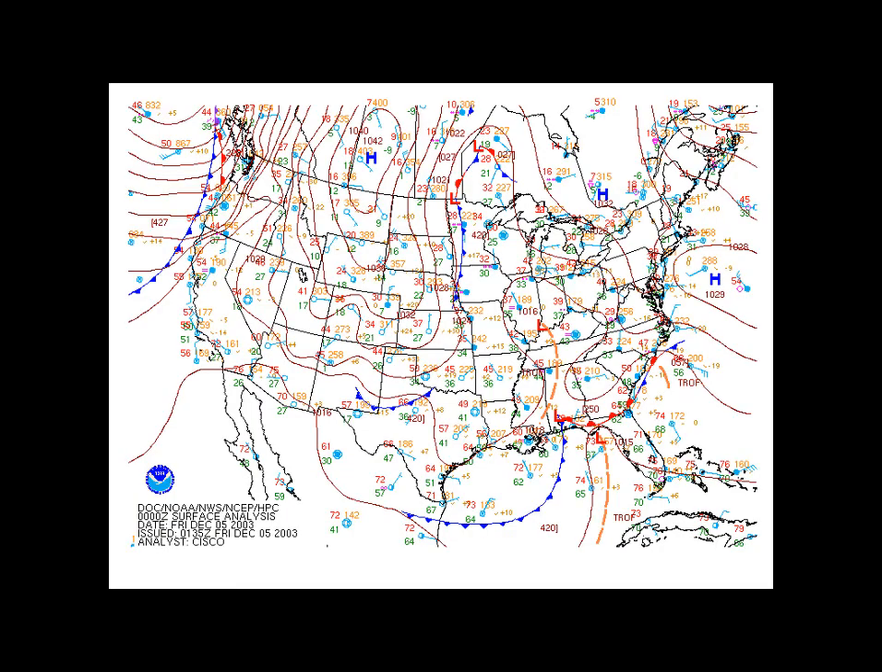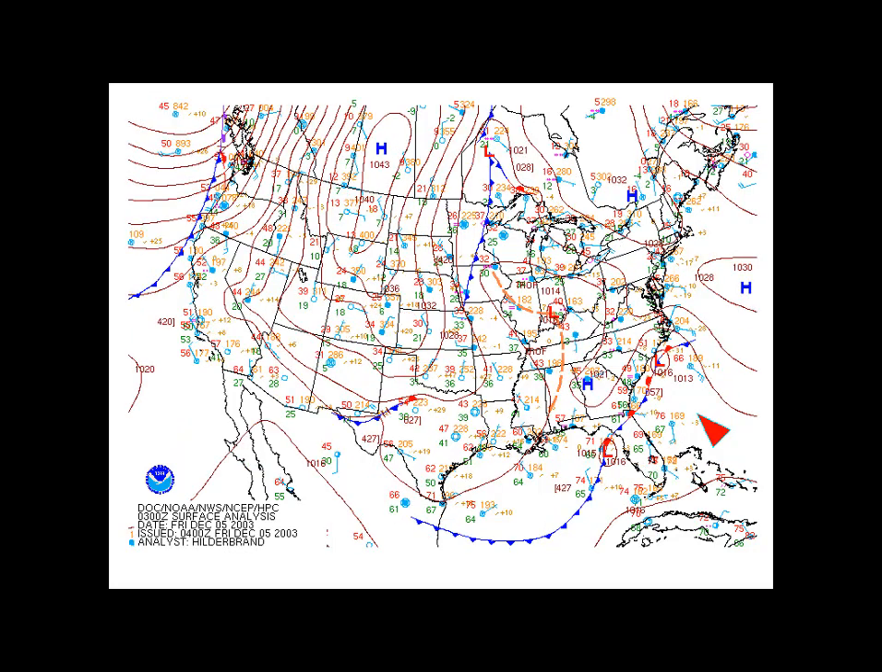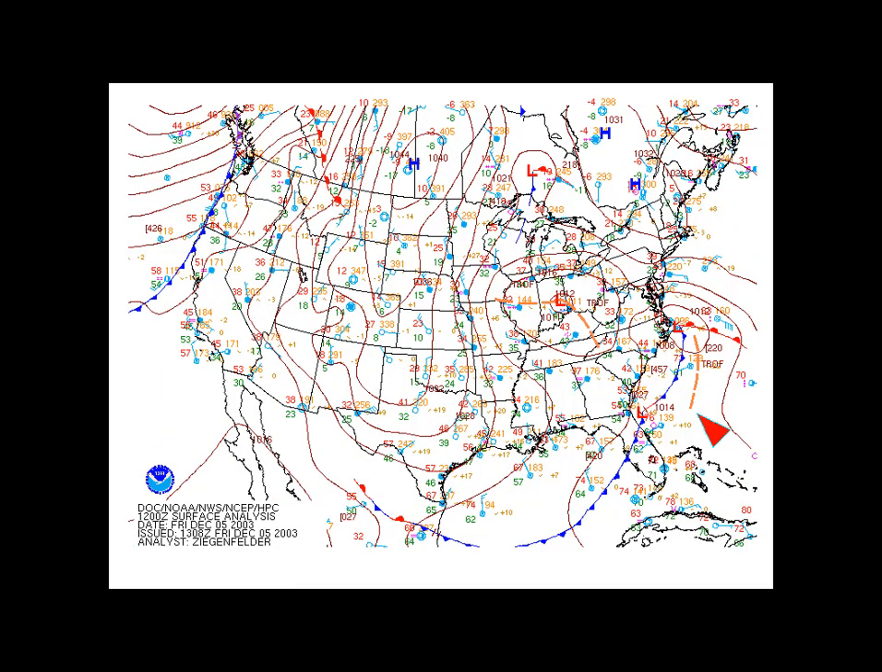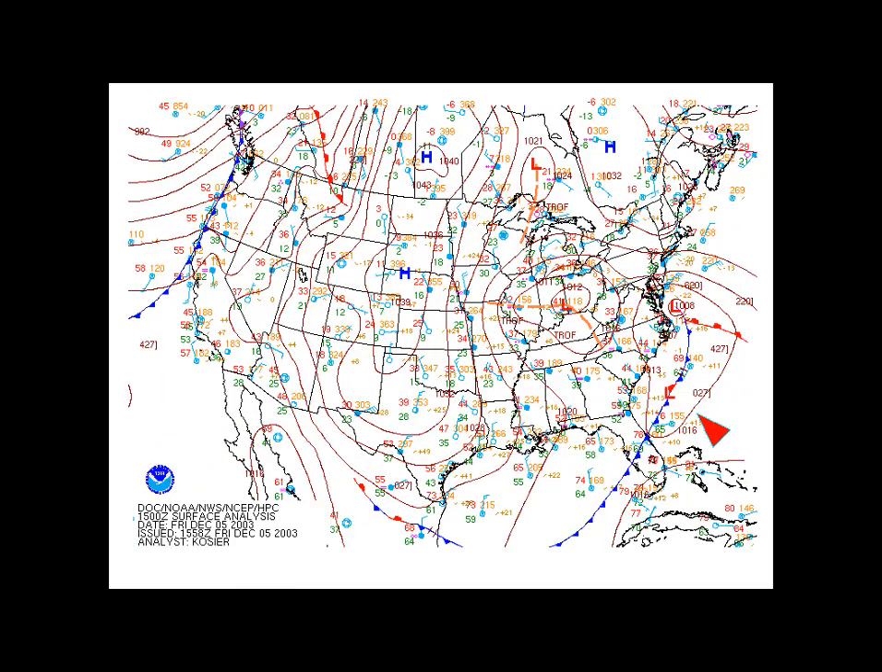Next, let's look at the surface analyses from HPC, and we see our coastal front right here, just off the South Carolina, North Carolina coast, with that low over the Ohio Valley right here. Let's advance forward in time, and you can see, much like the Eta had been forecasting, two different lows, one to the west over the Ohio Valley, and another one just off the Carolina coast.